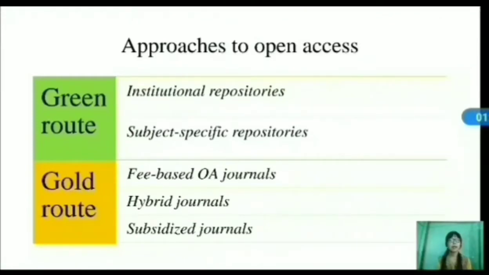The hybrid journals are the ones that consist of both subscription-based articles and open access articles, and an example of this is Elsevier. The subsidized journal is where the journals will subsidize the article processing charges for the authors, or the funders or the institution will subsidize the article processing charges.